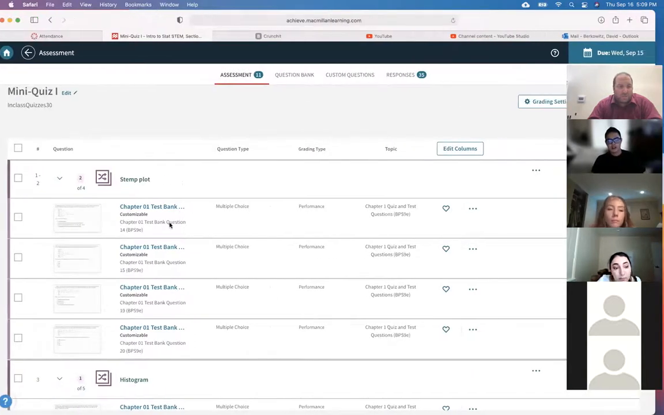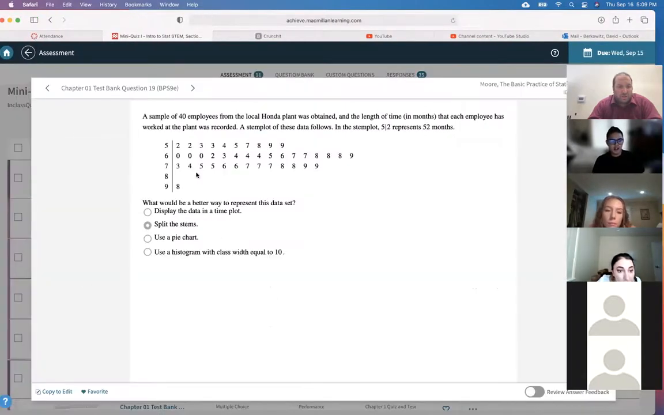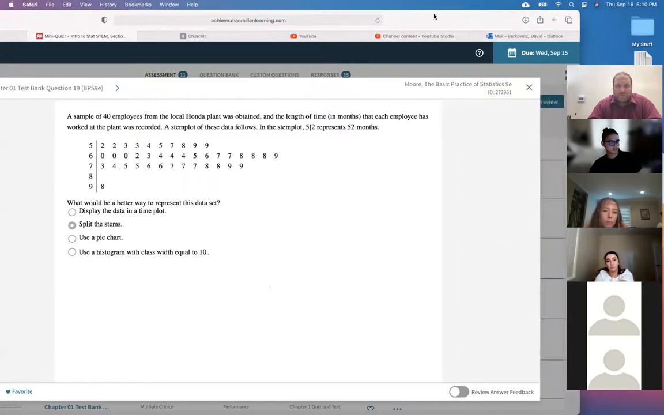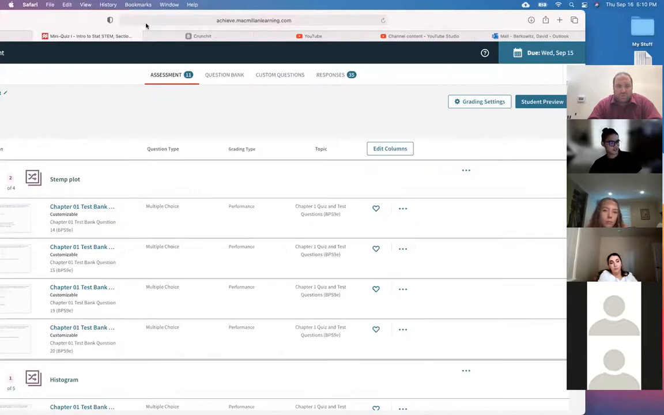Okay. The third one: a sample of 40 employees from the local Honda plant, where the length of service was obtained in months. In the stem plot, 5|2 represents 52 months. What would be a better way to represent this data set? Well, look at these stems. Look at these rows. I mean, they're huge. So split them. We talked about that in class. Split stems when they're big can clear up confusion.